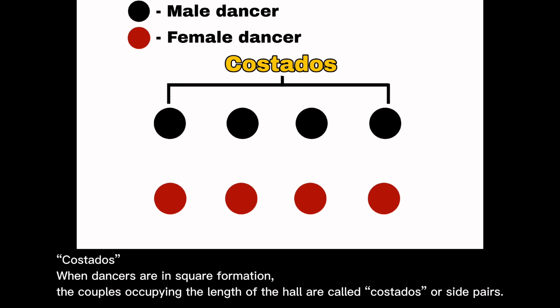Costados. When dancers are in square formation, the couples occupying the length of the hall are called costados.